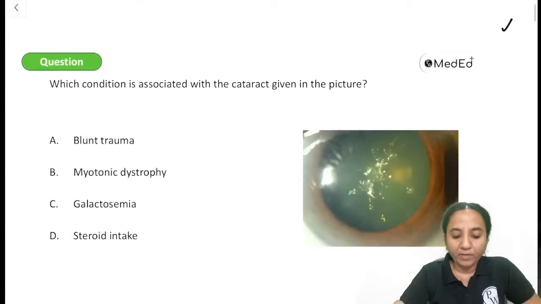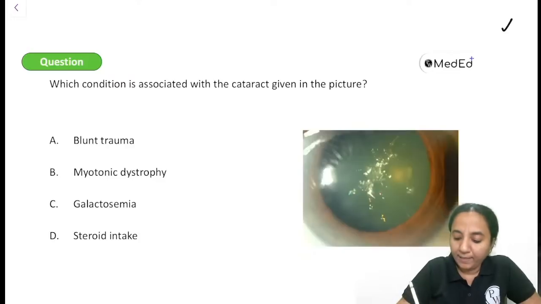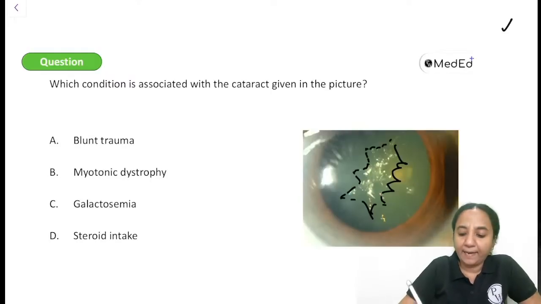Have a look at this question. What is the condition associated with the cataract in the picture? Again, another very commonly asked image-based question. So when we look at the image, what do we see? We see this kind of a shiny opacity, and if I outline this opacity, see what it looks like. What does it look like? What is the name of this cataract? Correct. This is typically what we call as the Christmas tree cataract.